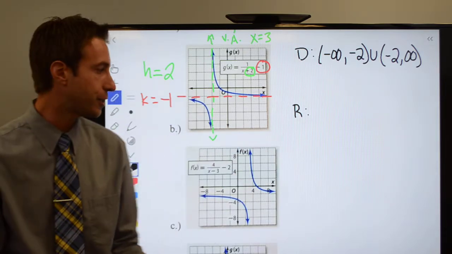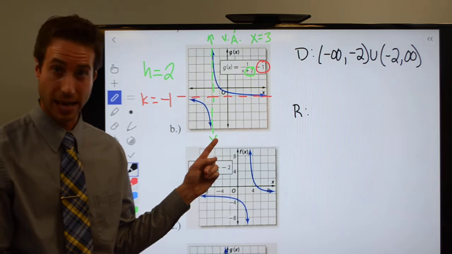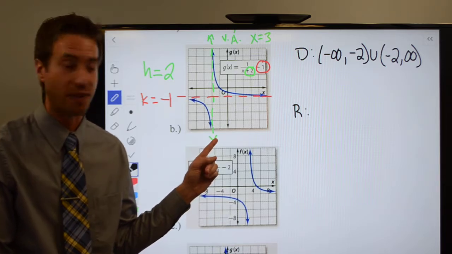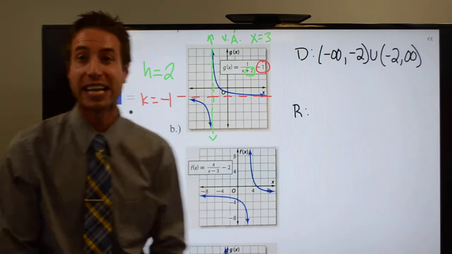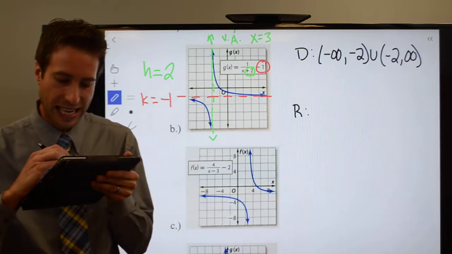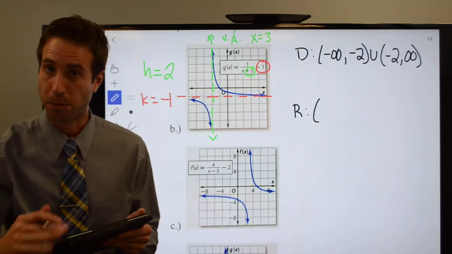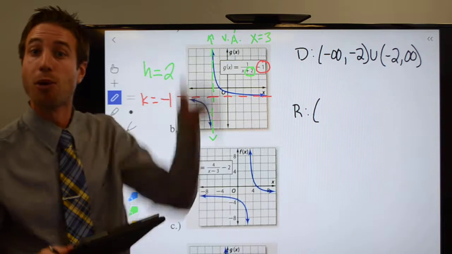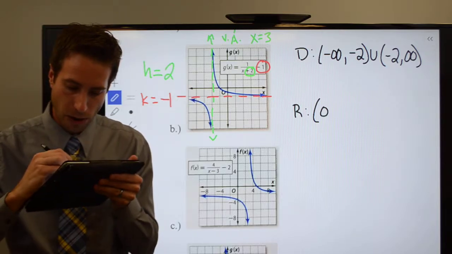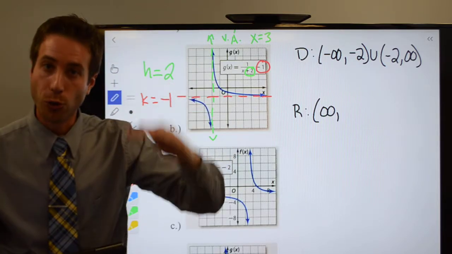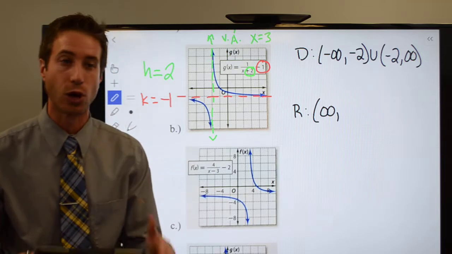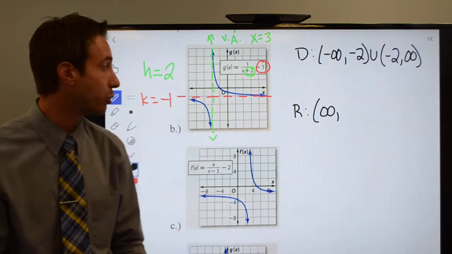How do you know it's -2? Because that's where your vertical asymptote is at. That's the undefined value. All right, the range. Well, that's the horizontal. Again, we read top to bottom. Top of the graph is positive infinity. So positive infinity all the way down to my horizontal asymptote, which is the only excluded value.